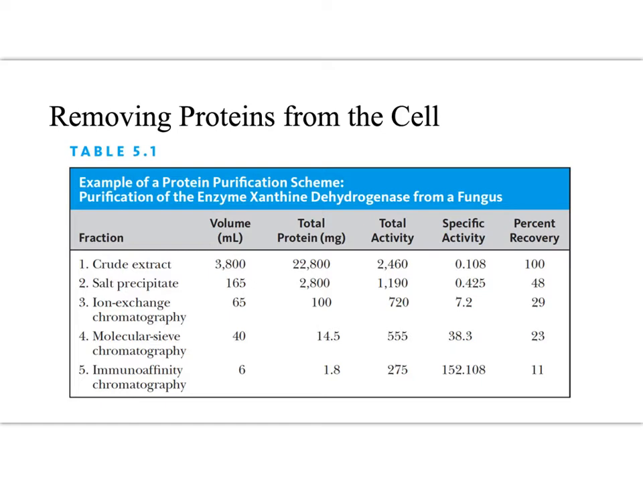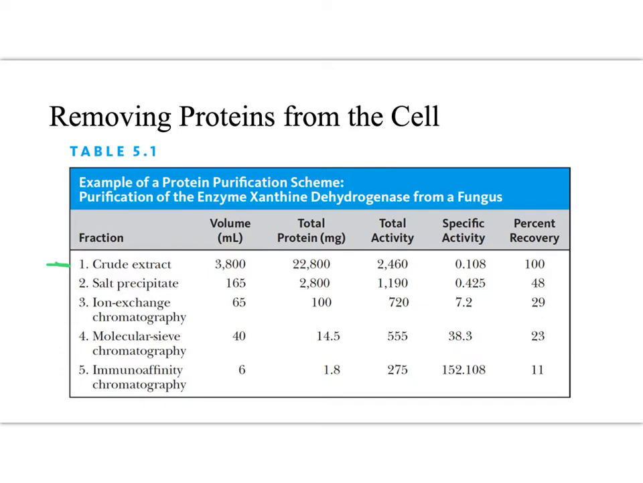And now we need to talk about removing those proteins from the cell. So how do we actually get those out? Well, it's not just one step and you're done. There are multiple steps involved here. This is just an example of a protein purification scheme. When you go through this, you disrupt your cell membrane, and then you have a series of cleanup steps, if you will. You disrupt that cell membrane and you end up with a crude extract, which is basically all the bits that came from the cell.